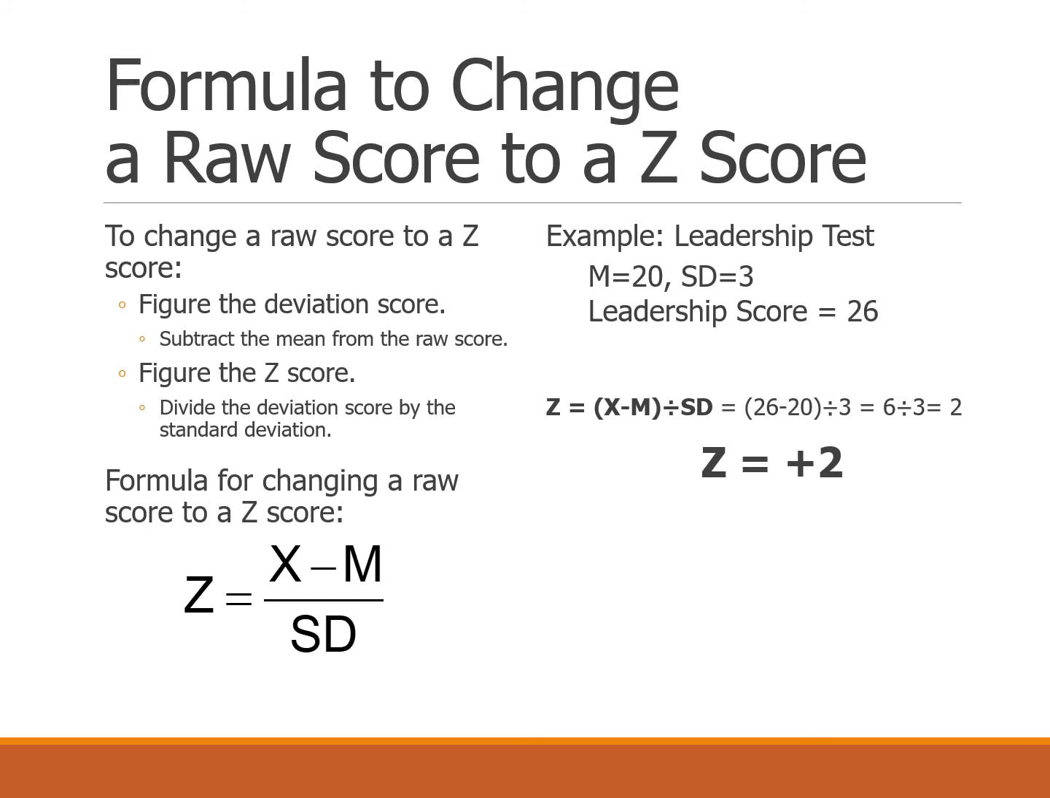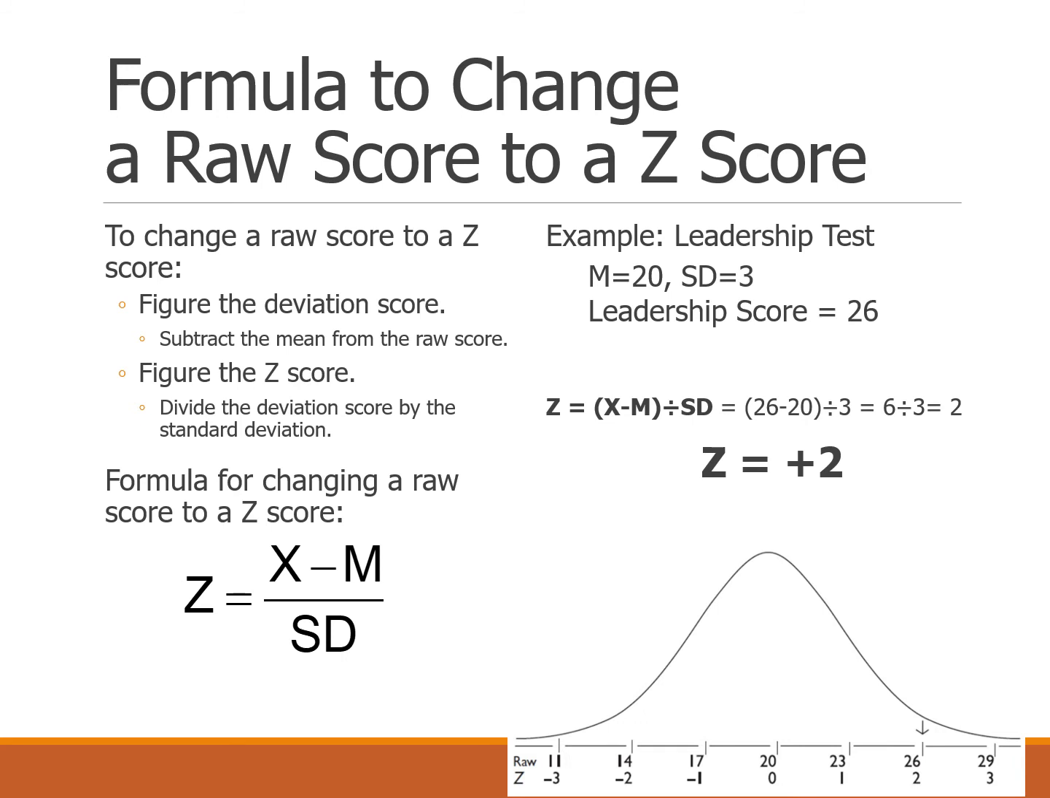For your z-score, we do the score minus the mean divided by the standard deviation. So 26 minus 20 divided by 3 is 6 divided by 3, or 2. So your z-score is plus 2.